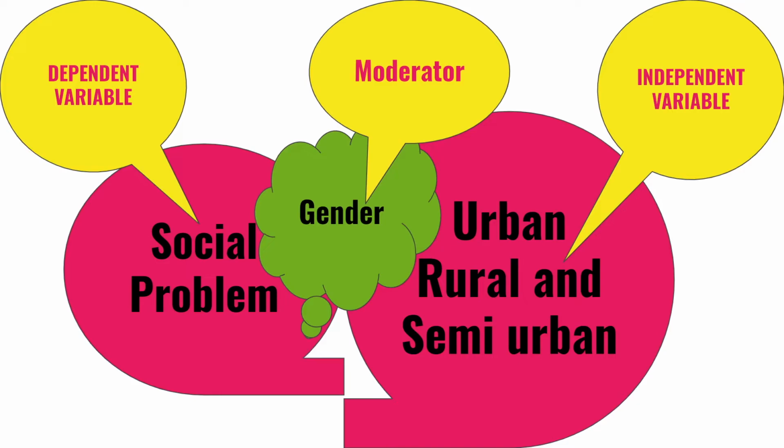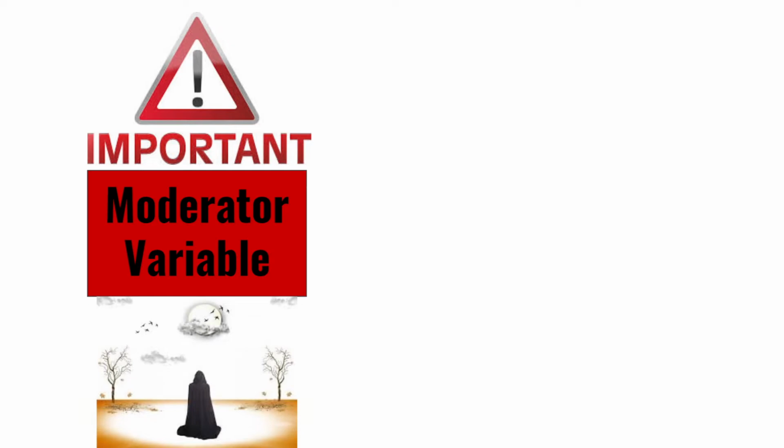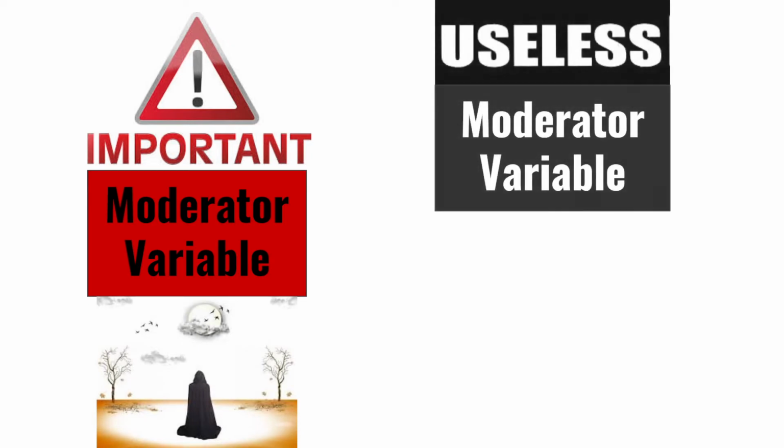There can be different moderator variables for a pair of independent and dependent variables. In such cases, the researcher has to decide which variable he wants to take as the moderator variable. The researcher has to be extra careful while selecting the moderator variable. If sincere and due care is not taken, an important moderator variable may be ignored and useless variables selected.